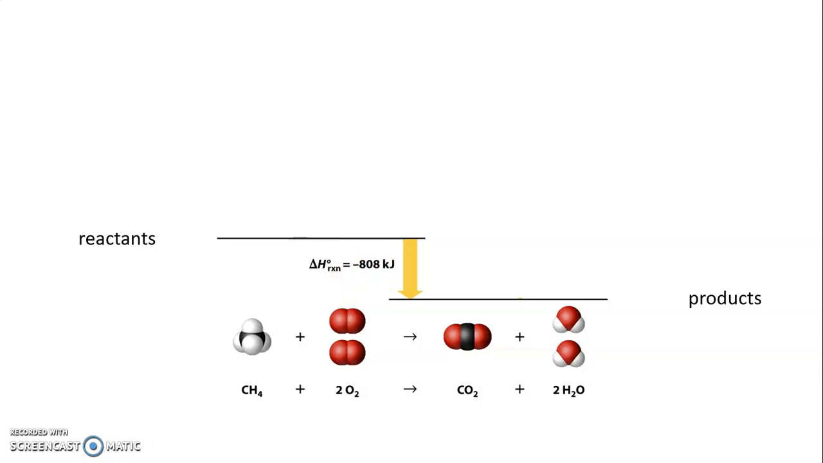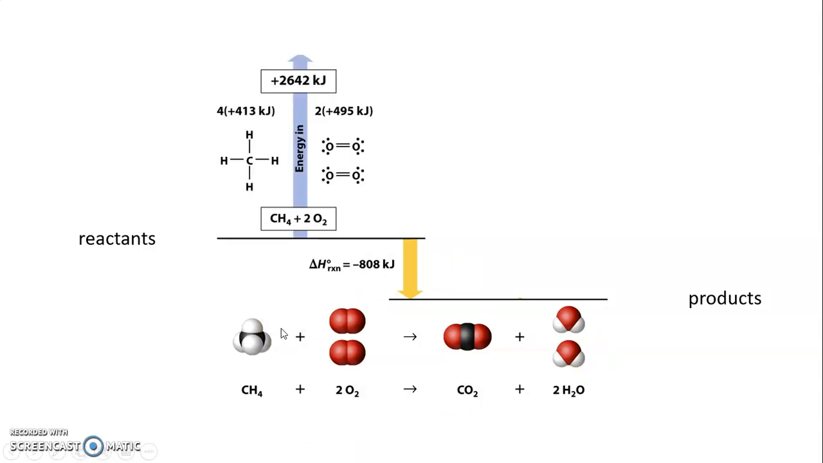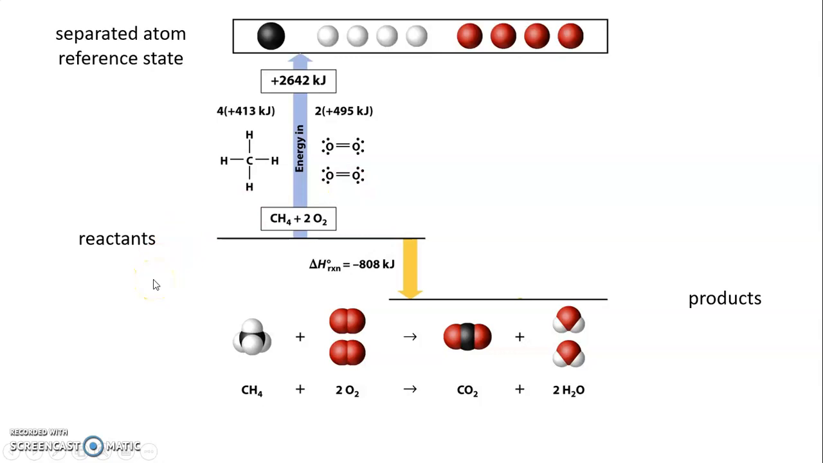Okay, so if we look at what we need to do to the reactants, we need to break all the bonds in the reactants. There are those 4 carbon-hydrogen bonds and the 2 oxygen-oxygen double bonds, and that gets us to the separated atom reference state. Okay, so we've got now just 1 carbon, 4 hydrogens, and 4 oxygens, and we're now going to put them back together, and the process of getting there cost us 2,642 kilojoules to break all those bonds.